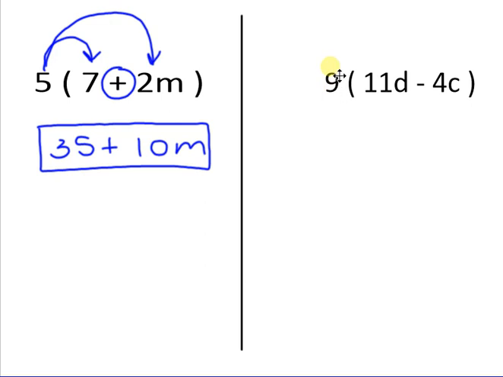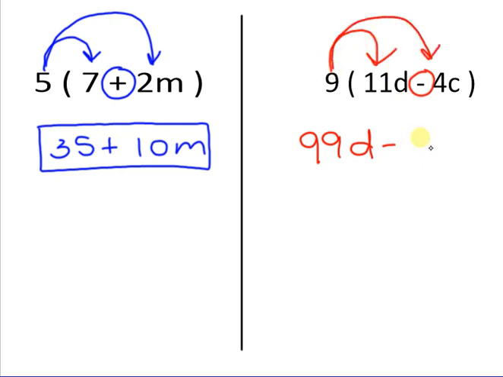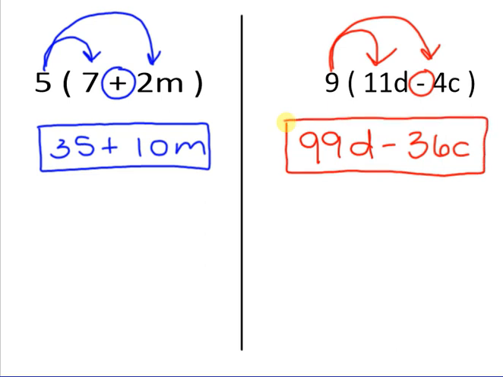Here I have a 9 that I'm going to distribute. 9 times 11d is 99d. I have a subtraction sign on the inside, so I'm going to bring it down. And then 9 times 4c is 36c. Now, some of you may be wondering, is it possible to have two different variables in the same problem? Absolutely. You can have a million different variables in the same problem.